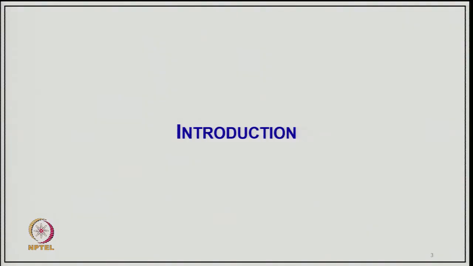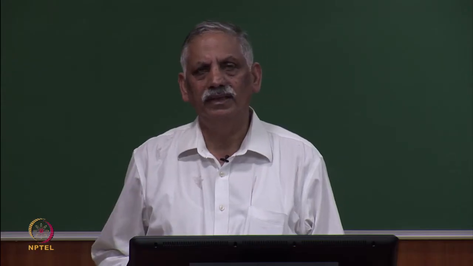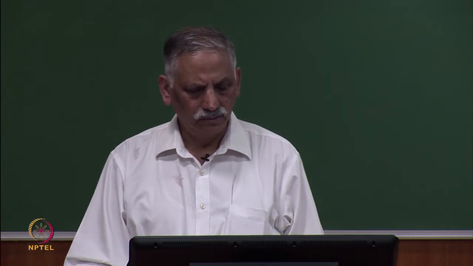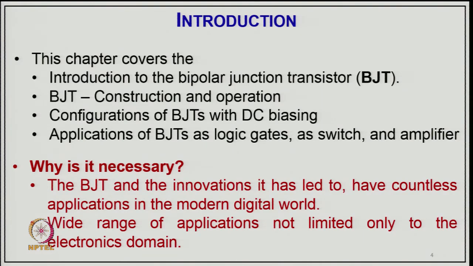So, starting with the introduction, what the applications could be and why we are going to study the BJT. We would like to introduce this BJT and its construction and operation, then talk about the configuration of BJT with DC biasing, why we need DC biasing, and applications of BJT in logic gates, as a switch and as an amplifier, and why it is necessary.